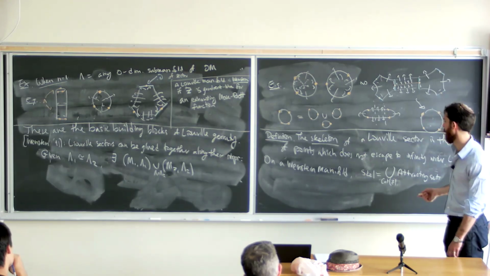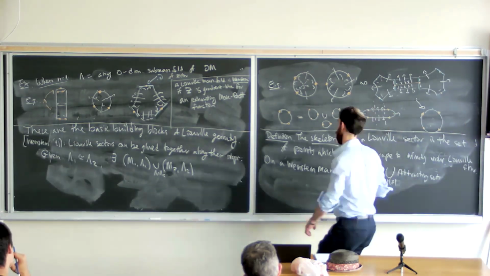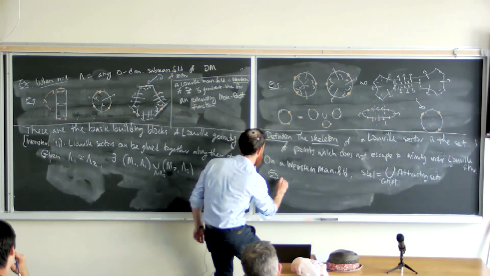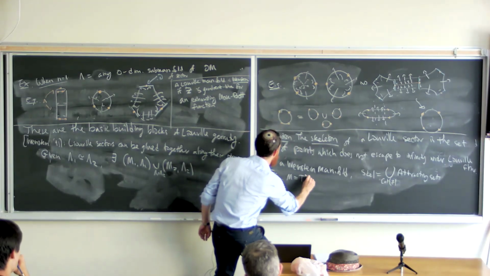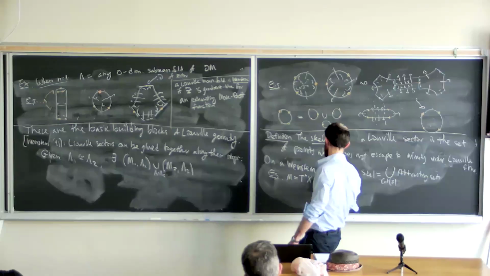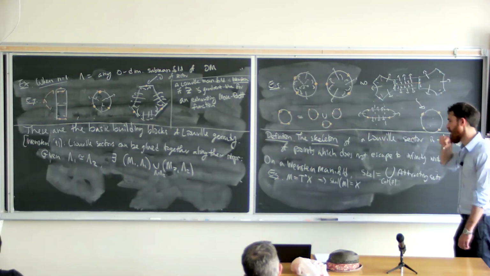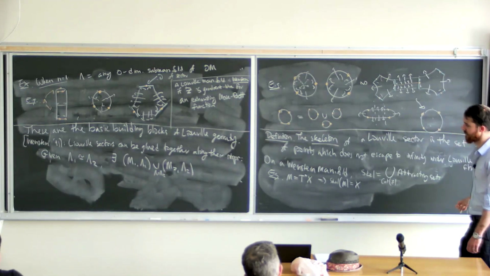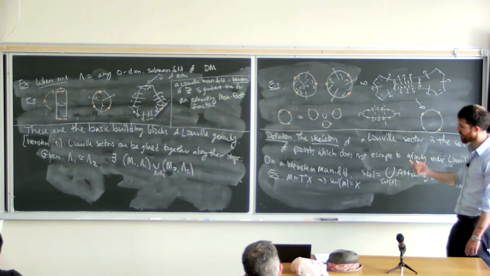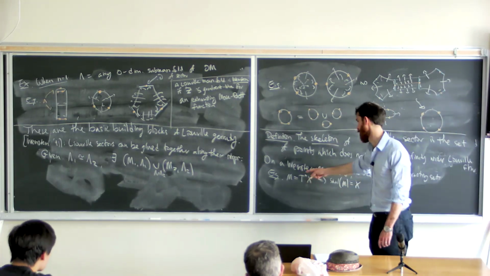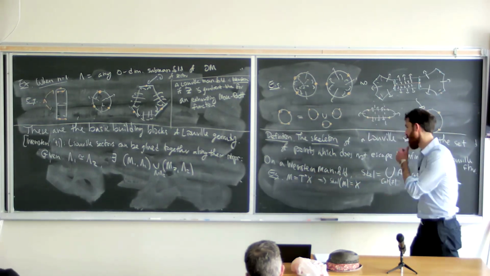So on an example, M, if M is the cotangent bundle of X, then the skeleton of M is probably just going to be X itself. I can take the Morse-Bott function that just has critical locus given by the zero section.